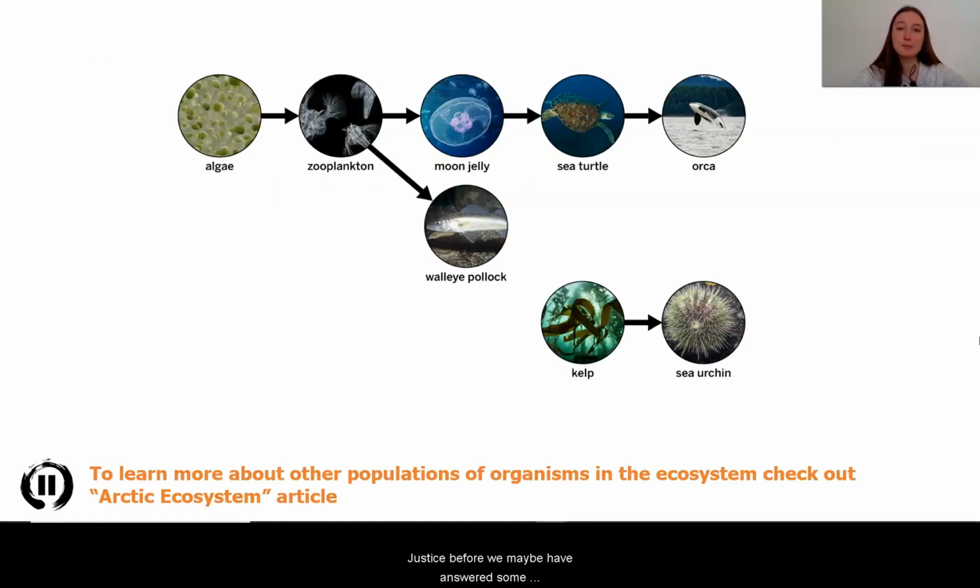So, just as before, we maybe have answered some questions, but there is still so much left for us to understand. I notice in the ecosystem, there are so many more organisms than just the zooplankton and the sea turtles. Are these having any effect? To learn more about the other populations of organisms in the ecosystem, I encourage you to check out the Arctic Ecosystem article if you haven't already. You can listen to me reading it in the voice recording, or if you have access to the article, you could read and annotate it yourself.